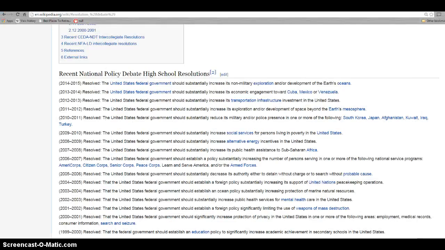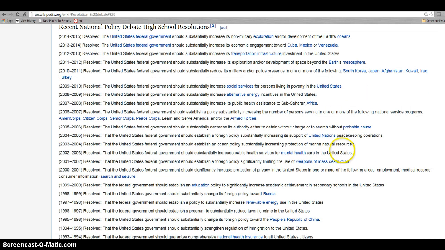If I can go back to the topics here just to give you an example of how to approach this, I'll just randomly pull out another one. The federal government should establish an education policy to significantly increase academic achievement in secondary schools in the United States, which is the 1999-2000 policy. Okay, so notice, by the way, secondary is high school. So in this resolution, the debate powers that be decided that every team in the United States would only debate high school, because I guess high school is a crucial time.